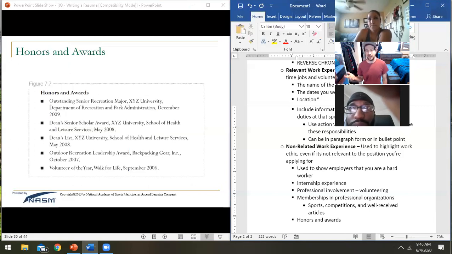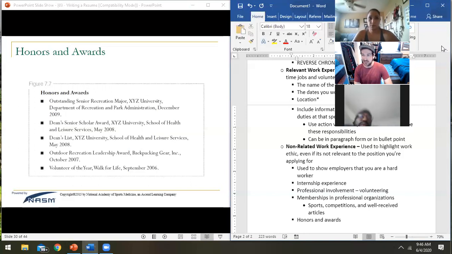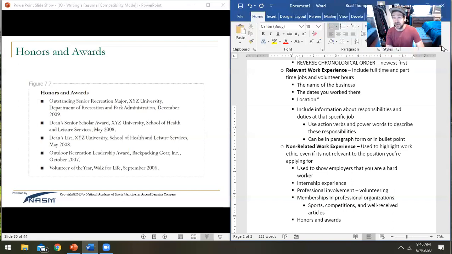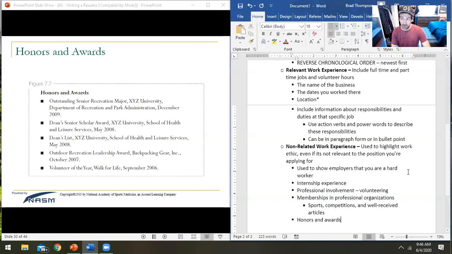I do think it usually fits better under the education section rather than dedicating a whole section to awards. But that's not what this PowerPoint's saying. They think that awards goes under its own section. Me personally, I think you would put it near whatever institution you received that award from. Again, that's mostly because I like the bullet point method.